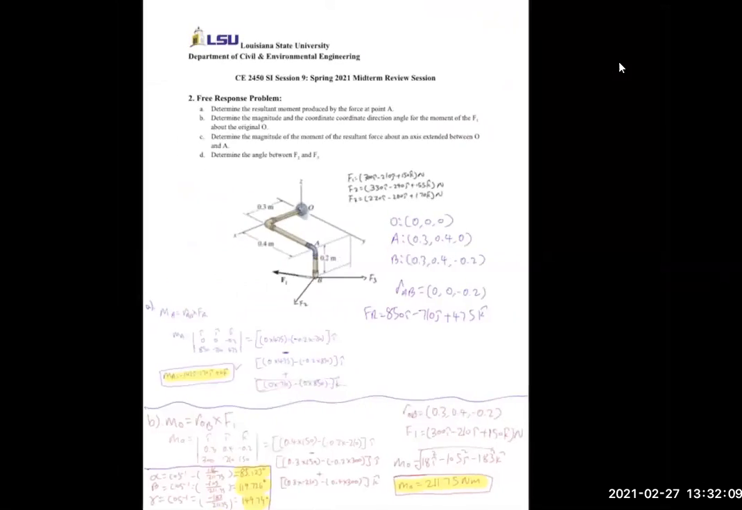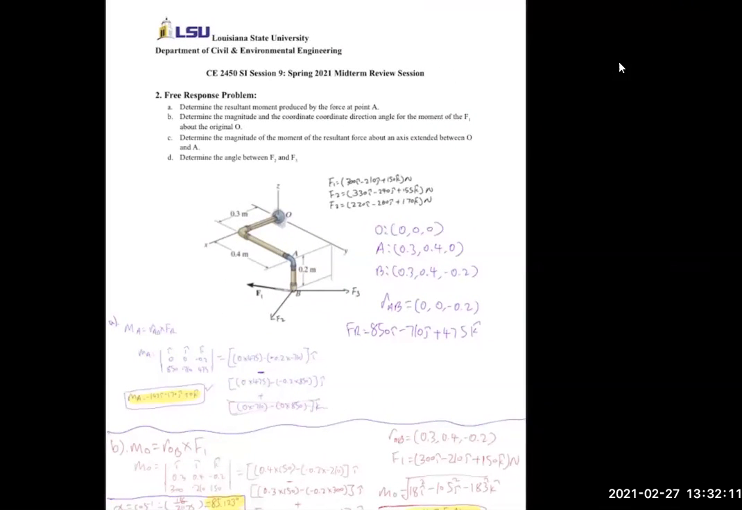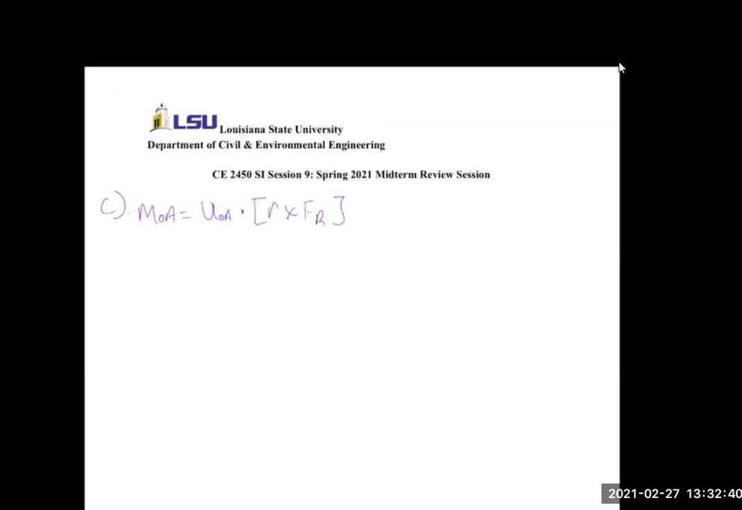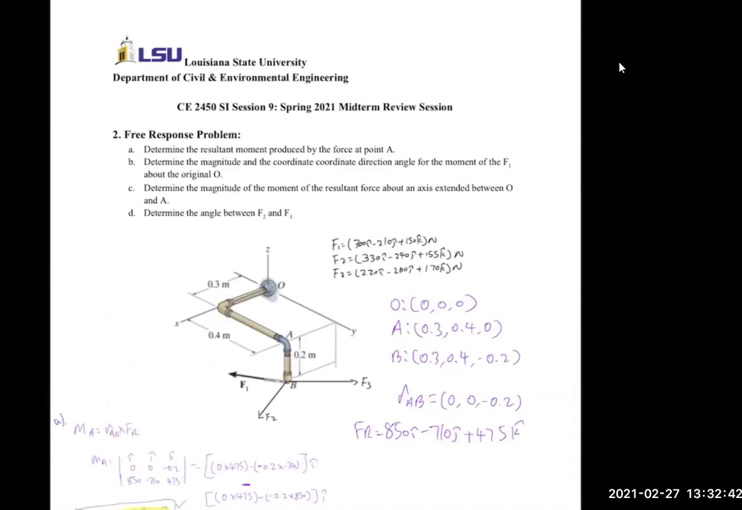Part C says determine the magnitude of the moment of the resultant force about an axis extended between O and A. Same as the last one. The last one was about the moment about the axis between D and B, right? This one is about O and A. So I know that M_OA equals the unit vector of OA multiplied by R cross F. F, we know that's going to be the FR, and then R between O and A.